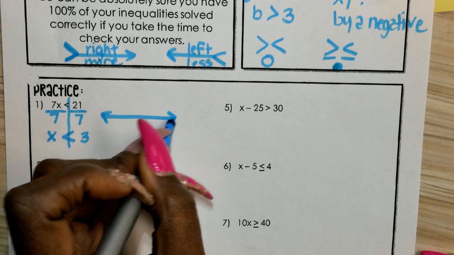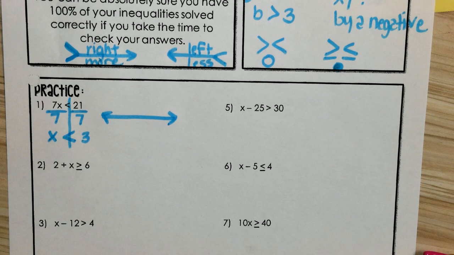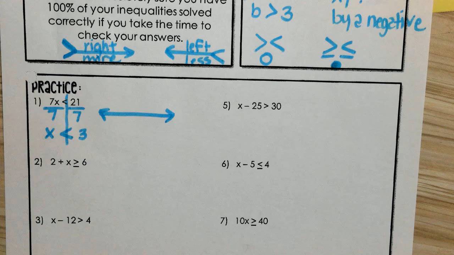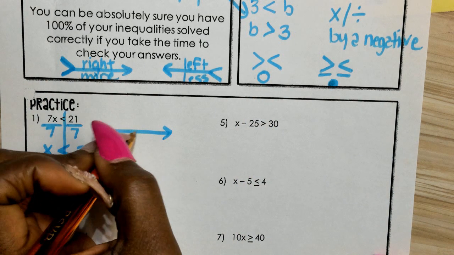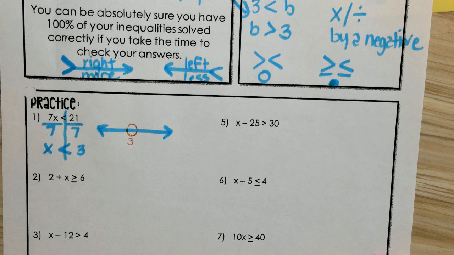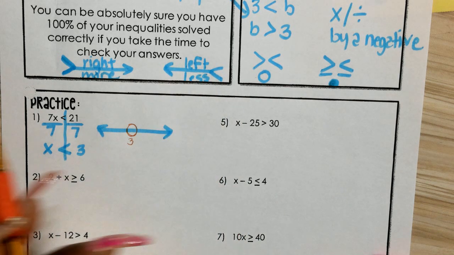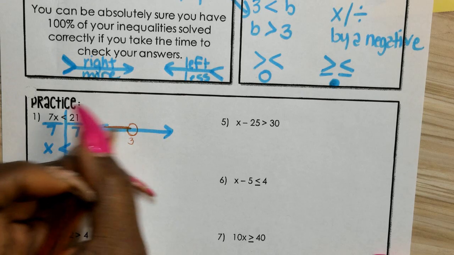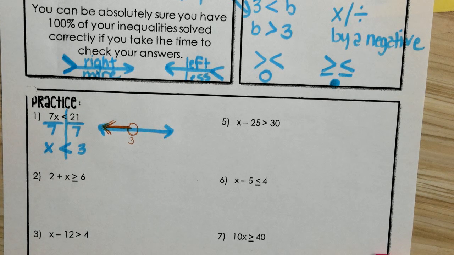And I'm going to just draw a little number line so we can practice on our number line. So we already know that based off my top, it's going to be an open circle. My 3 is going to be an open circle. And because it's less than, we're going to shade to the left. So I'm going to shade my line to the left. Let's go ahead and look at the next one.